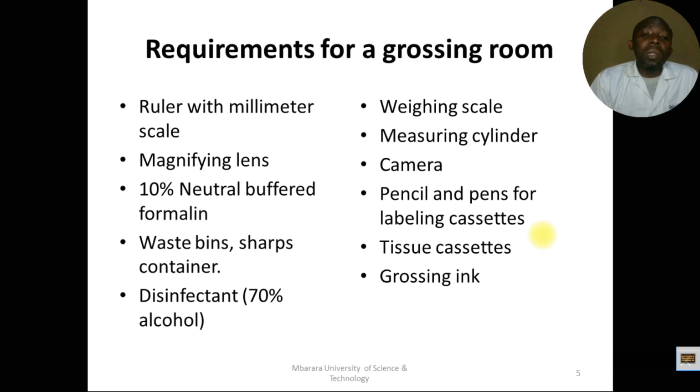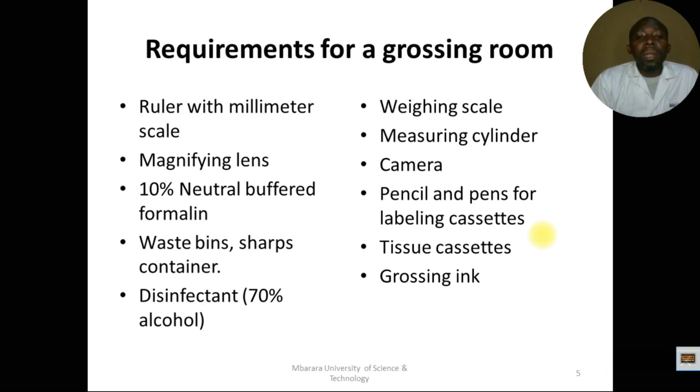Actually, even those samples which have been already fixed, after grossing and identifying and cutting out these small parts which are really significant for diagnosis, we don't let them dry out. So we keep them in neutral buffered formalin. So we need to have formalin around.